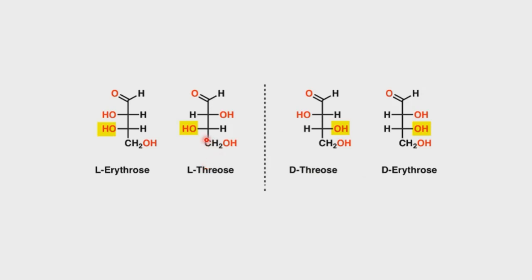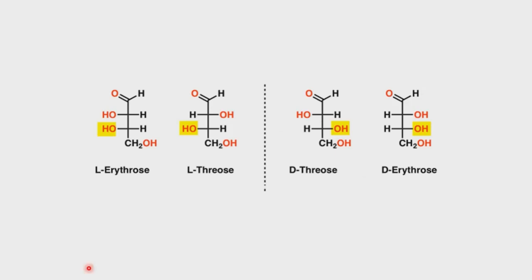So also this one. And for the D enantiomer, we again count the second to the last carbon, which is this one. The OH is located at the right. Therefore, this is called a D enantiomer. So here are examples of L erythrose, L threose, D threose, and D erythrose. So these are all enantiomers.